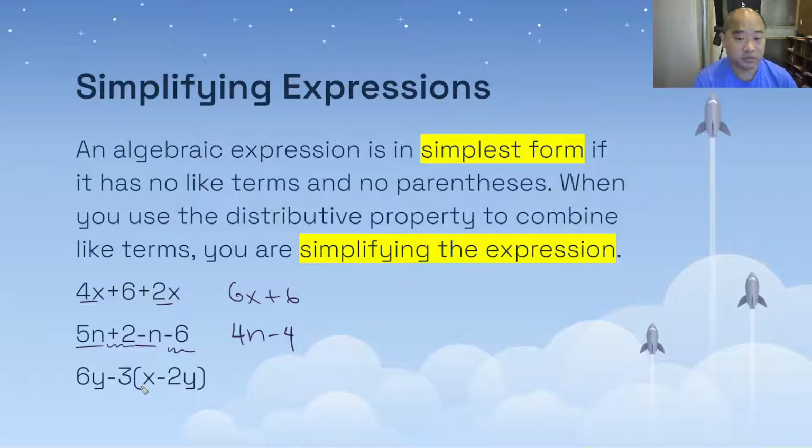Here we have to do some distributing, right? So this is going to be negative 3x, 6y minus negative 3x plus 6y. Now here we have 6y and 6y as like terms. So that would be 12y. And then the negative 3x just stays where it is.